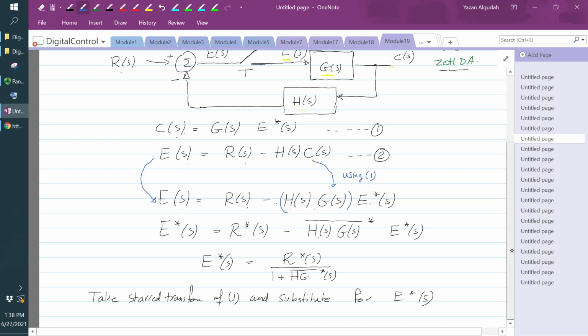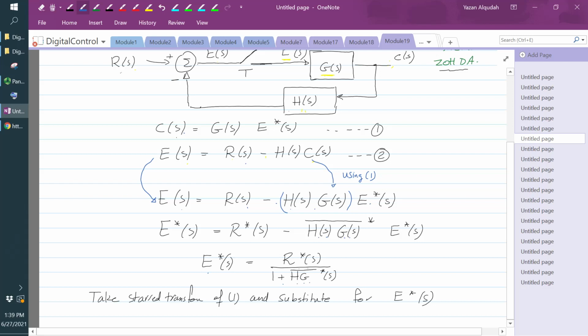And therefore, I can write E star is equal to R star, move this term to the other side, take E star as a common factor, and then divide by that common factor that we've taken. We're going to get E star equal to R star divided by 1 plus HG star. Of course, the star here after we multiply them.